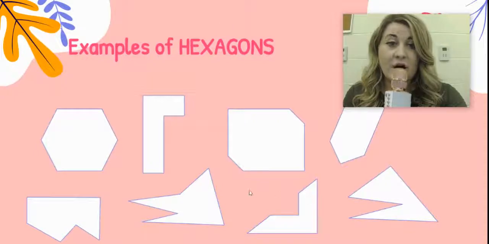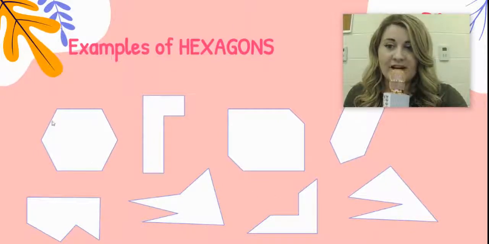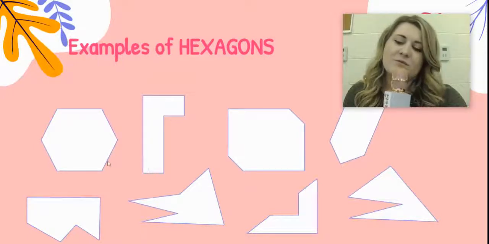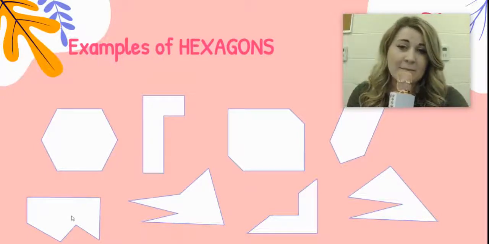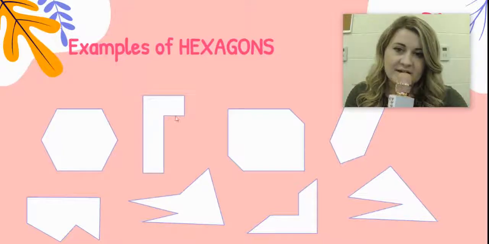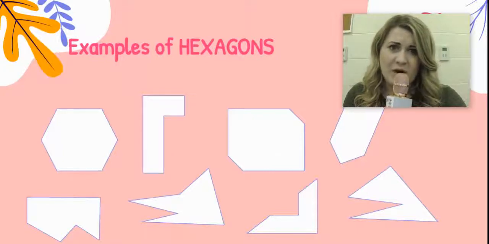These are all examples of hexagons right here. We have 1, 2, 3, 4, 5, 6. This is a traditional hexagon, but actually all of these shapes are hexagons. This has 1, 2, 3, 4, 5, 6. It's really important when you're counting sides to not miss any. Like this little piece right here is considered its own side, and this is considered a separate side. This right here, you might be thinking, Miss Weaver, that's a quad.